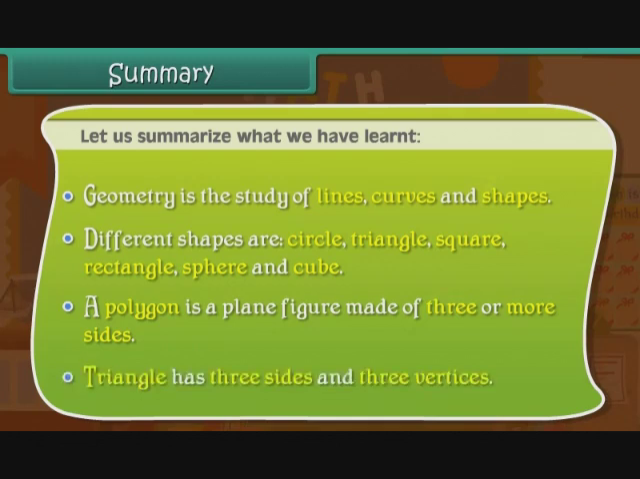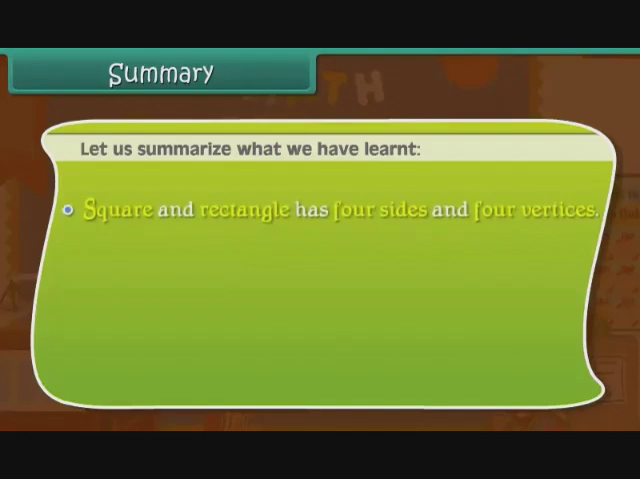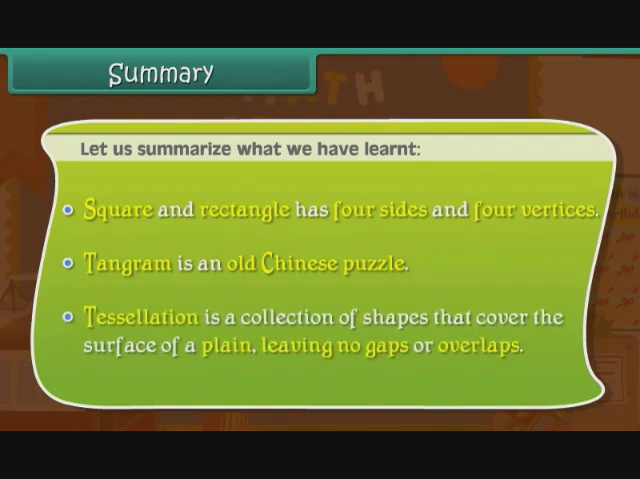Triangle has 3 sides and 3 vertices. Square and rectangle have 4 sides and 4 vertices. Tangram is an old Chinese puzzle. Tessellation is a collection of shapes that cover the surface of a plane, leaving no gaps or overlaps.